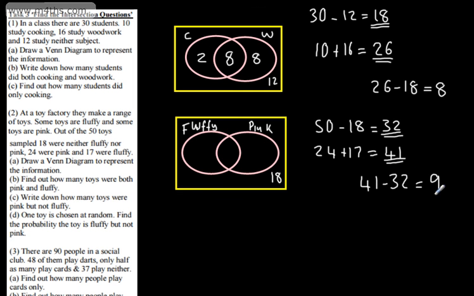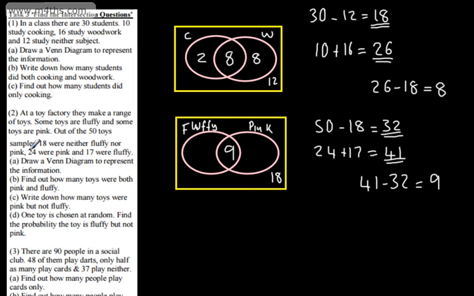Just consider that. That's our 9. These are the people that do both. So 9 is in the middle. Now, in this particular case, this is the toys that are both fluffy and pink. So, in this particular case, we've just got toys rather than people.